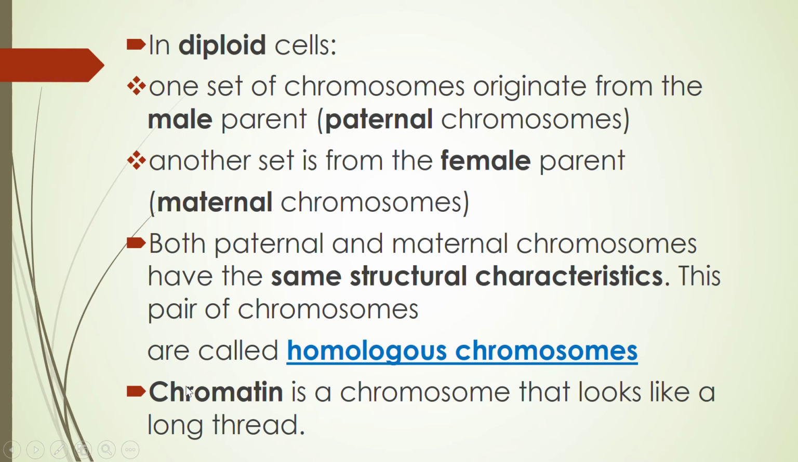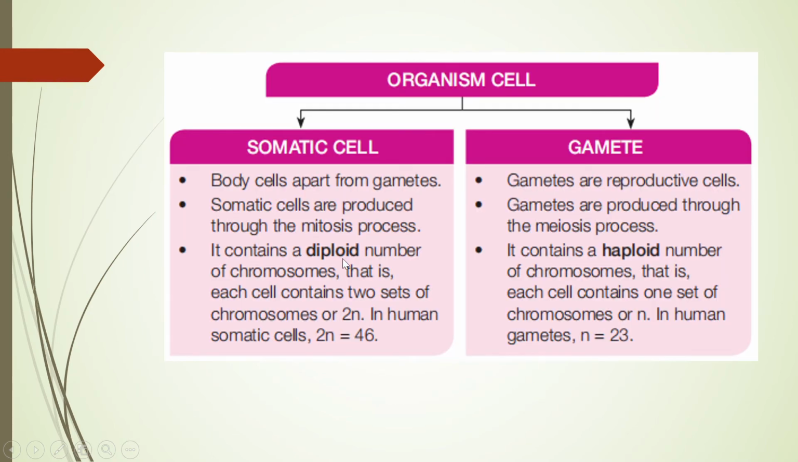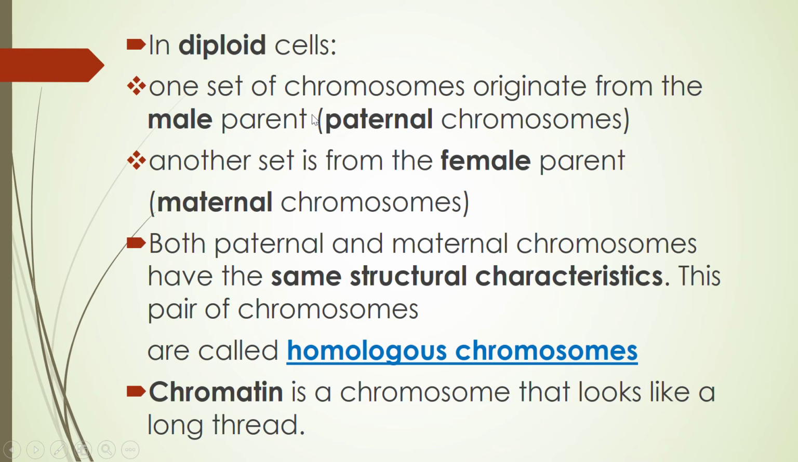Another term that you need to know is chromatin. Notice the new terms just now: diploid, haploid, homologous chromosomes, and also chromatin. Chromatin, you have seen this term when you were learning chapter 2, right? You still remember that? Chromatin is a chromosome that looks like a long thread.